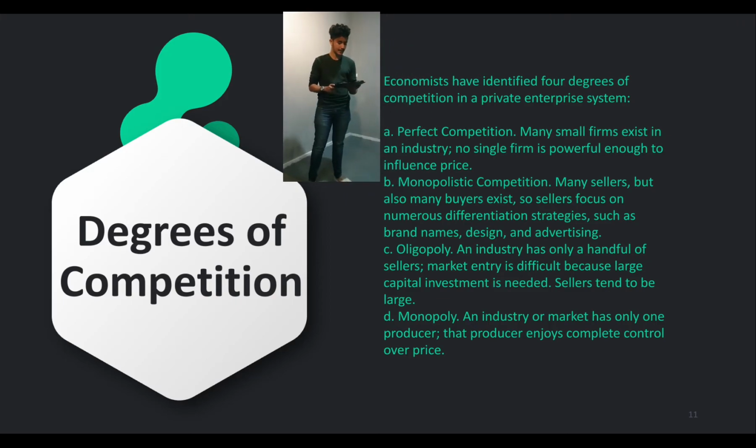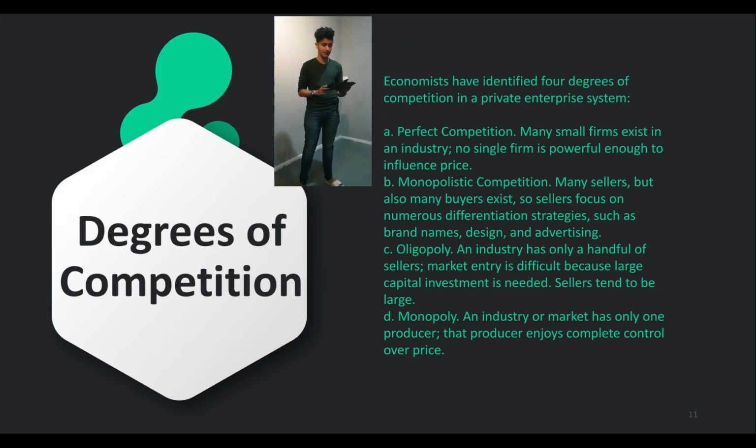The next one is degree of competition. Economists have identified 4 degrees of competition in a private enterprise system. The first one is perfect competition, where many small firms exist in an industry where no single firm is powerful enough to influence the price. The example of this perfect competition system is clothing brands. As you can see, there are so many clothing brands that it is called a perfect competition system.